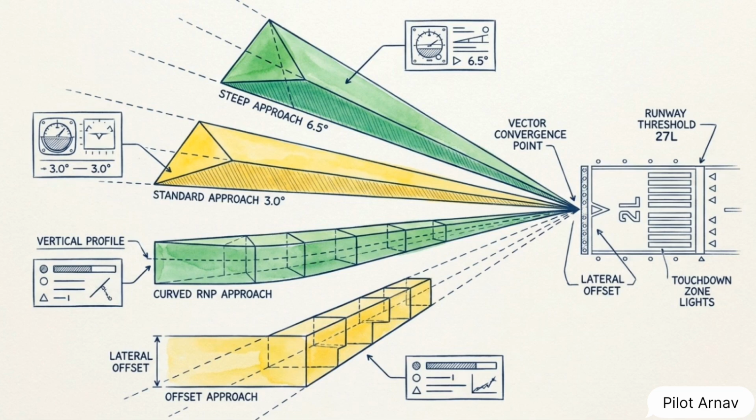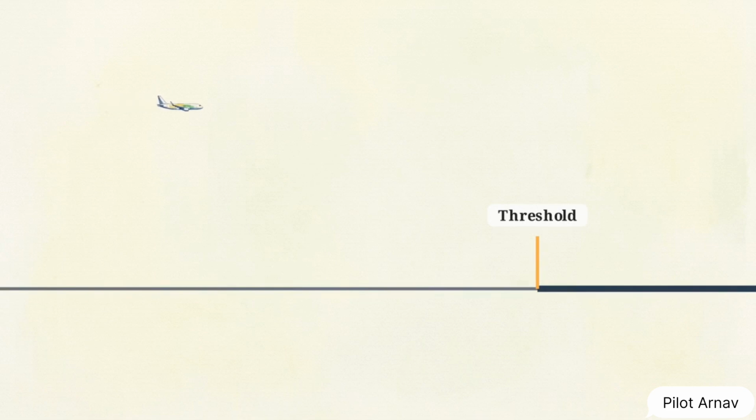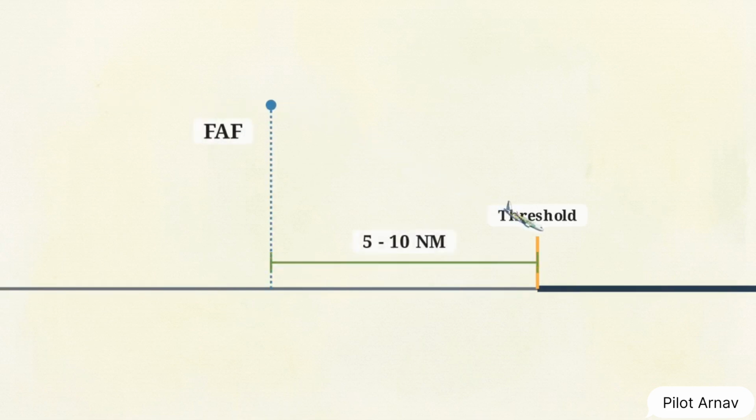That brings us to the final approach, which is categorized into 4 distinct setups. First are non-precision approaches. These can be executed with a final approach fix located 5 to 10 nautical miles from the threshold, or without a fix, in which case a minimum decision altitude or height dictates your lowest safe limit.